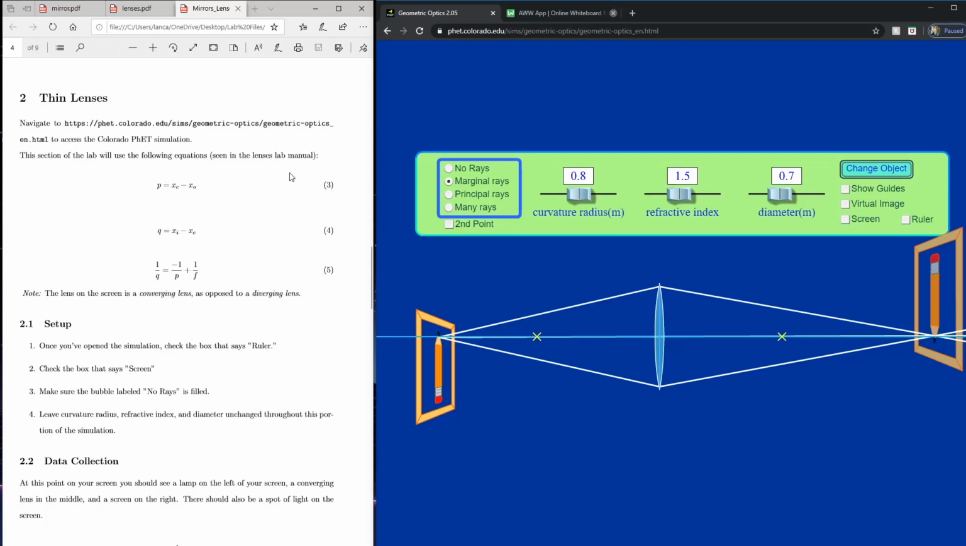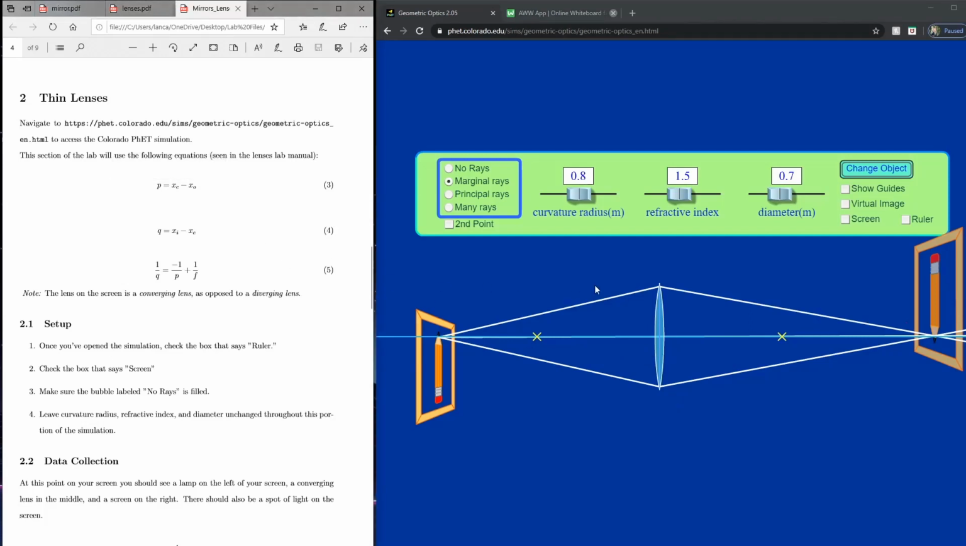Now, moving on to some definitions and equations. Here, this letter P denotes the distance between an object and a lens. And this letter Q denotes the distance between a lens and its image. So the image is denoted x sub I, the object is denoted x sub O, and then the position of the lens is denoted x sub C.